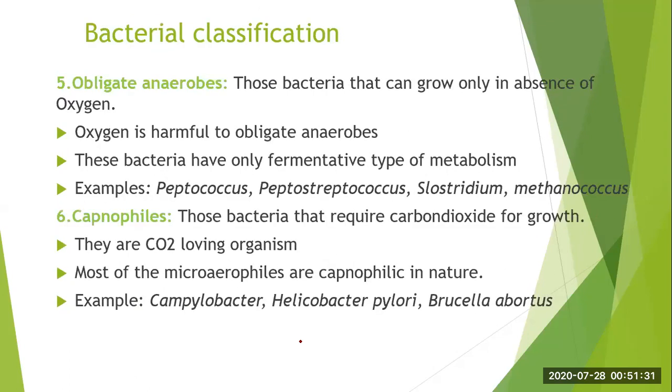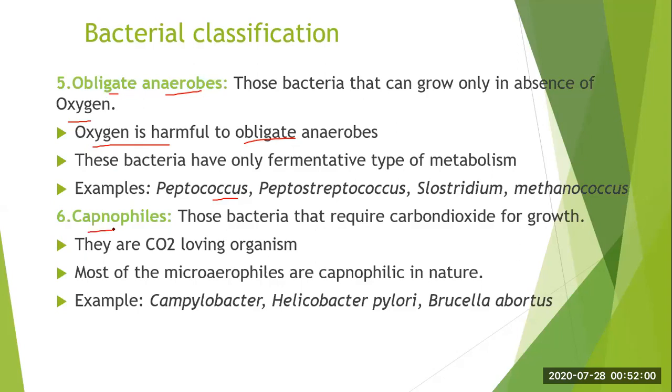Then our fifth one is obligate anaerobes. Like before, obligate means mandatory. So these kinds of bacteria can grow only in the absence of oxygen. Oxygen is very harmful for them. For example, Pyrococcus or Methanococcus. These kinds of bacteria are called obligate anaerobes. That means they grow best in the absence of oxygen. If oxygen is present, they cannot grow properly.